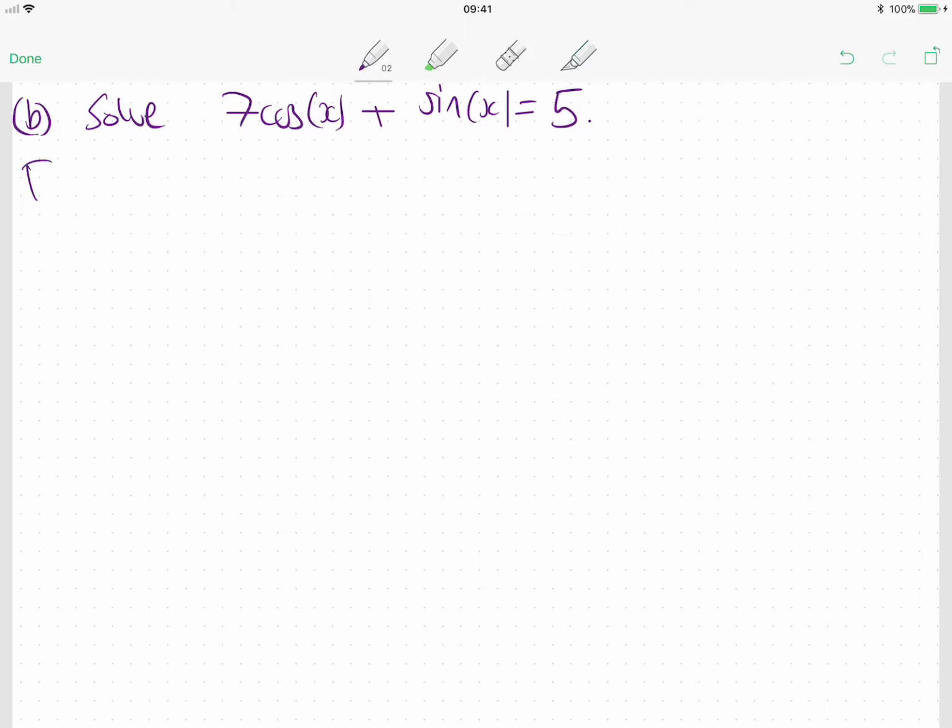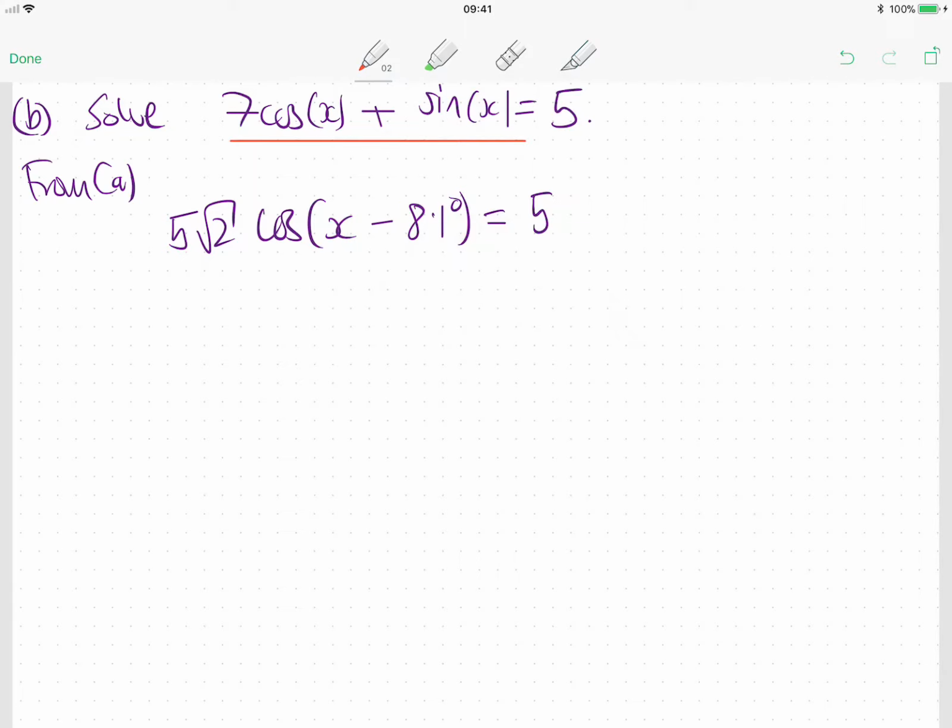Well, from part A, we can see the left-hand side is now 5 root 2 cos of x minus 8.1 degrees equals 5. Notice how much more convenient this is, because we've calculated the sum of this cos and sine graph as a single cos graph. Things become much easier.